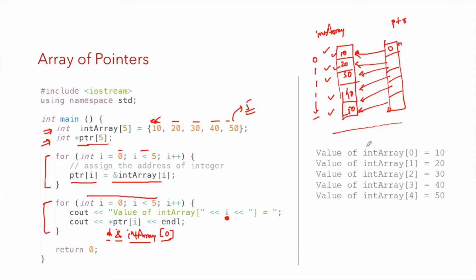So these are your normal integer array, these are your index x, and all these values are printed using the array of pointers.